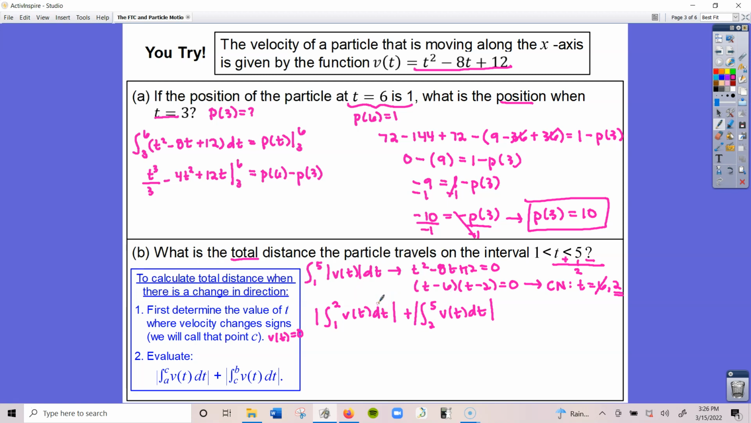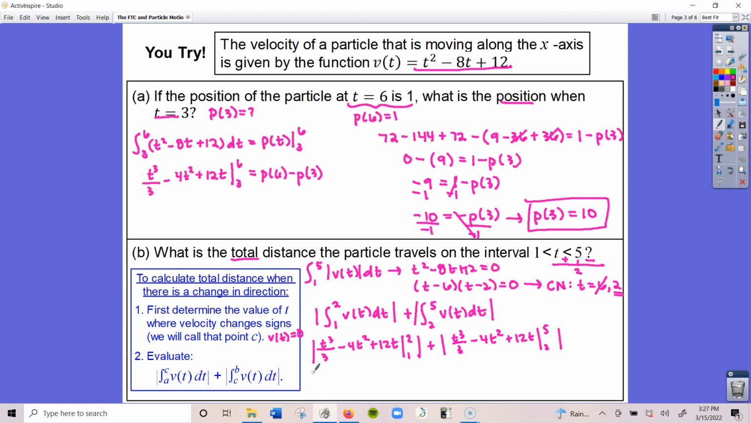We've already integrated v of t. We did that over here. This is my function. So it's t to the third over 3 minus 4t squared plus 12t. And this one we're going to evaluate from 1 to 2, absolute value of that, plus the absolute value of t to the third over 3 minus 4t squared plus 12t, evaluated from 2 to 5.